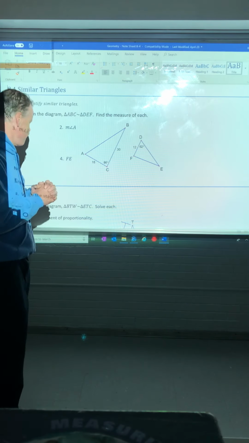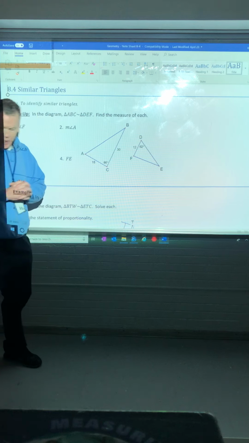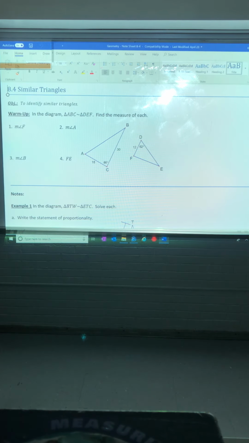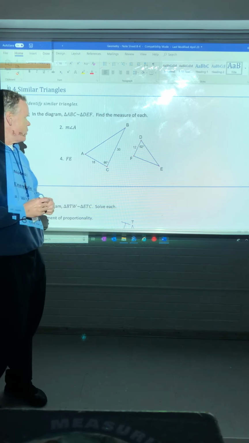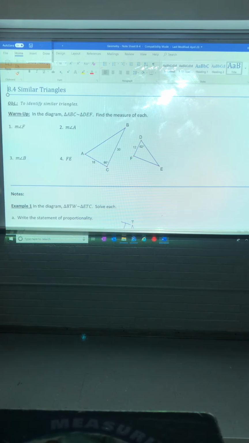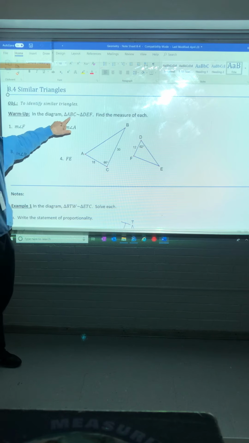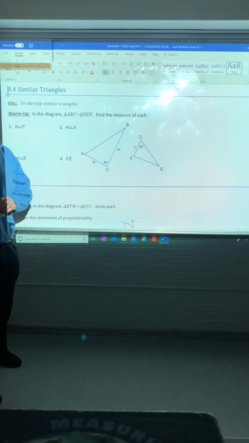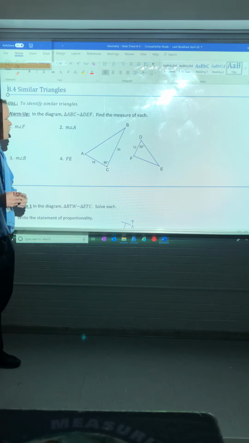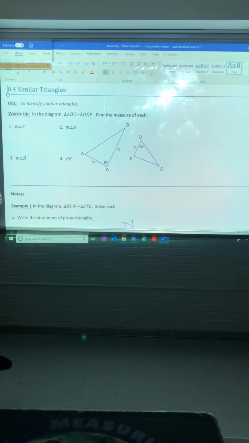Okay, 8.4, similar triangles. We've done a decent amount with similarity in this chapter. And the warm-up basically is going to be just going over what we've done. If you look at the diagram here, triangle ABC is going to be similar to triangle DEF. You want to find the measure of each, either angle or side that they ask you for right here.